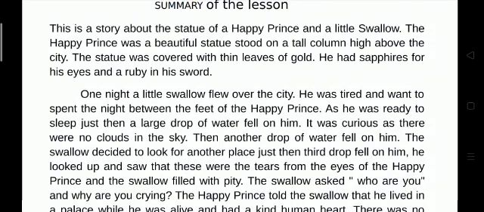The swallow decided to look for another place. Just then, a third drop fell on him. He looked up and saw that these were the tears from the eyes of the happy prince, and the swallow was filled with pity. See what happened? First drop, second drop, and when the third drop fell on the swallow, then the swallow saw that they were tears, the happy prince is crying. Then the swallow asked, "Who are you and why are you crying?"